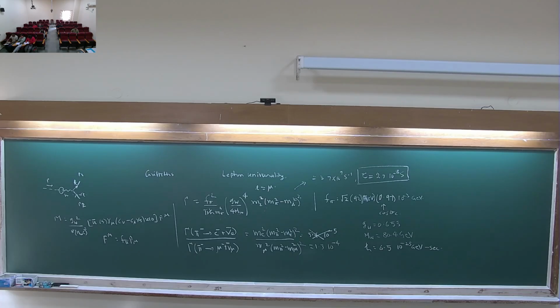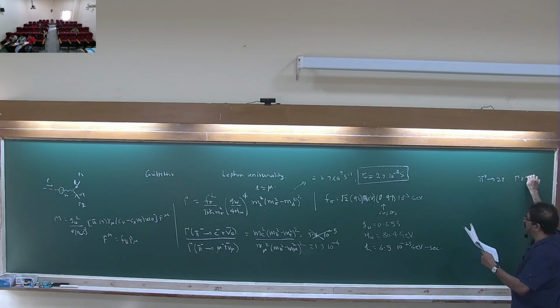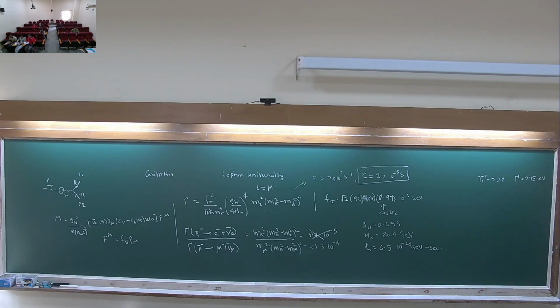And you will remember what the pi 0 lifetime was. You remember what's the pi 0 lifetime? Pi 0 to 2 gamma. Gamma was 7.75 eV. So let's compute this in seconds. So what do we have to do now? 7.75 eV divided by, where is my h bar? Here. So 6.5 times 10 to the minus 16 eV second.